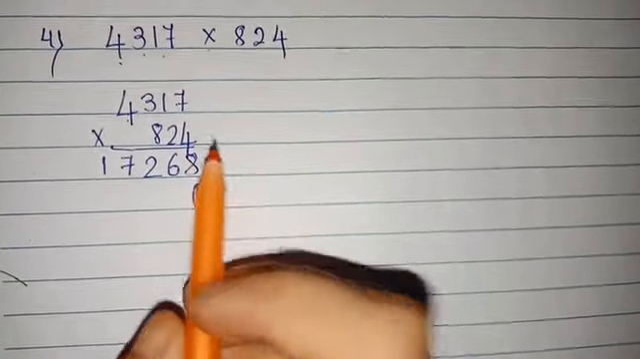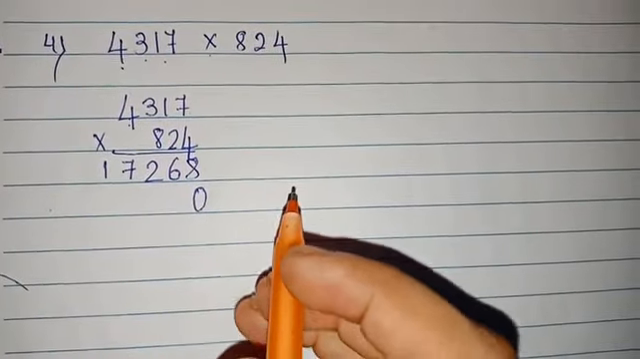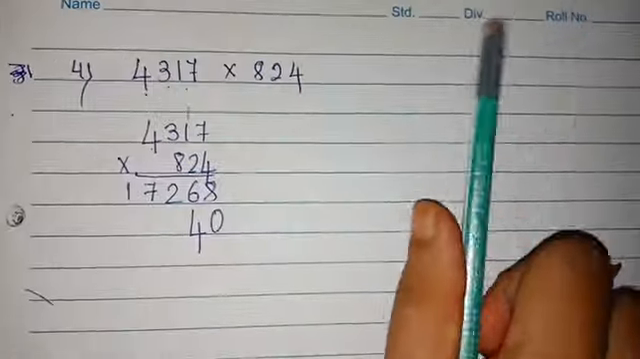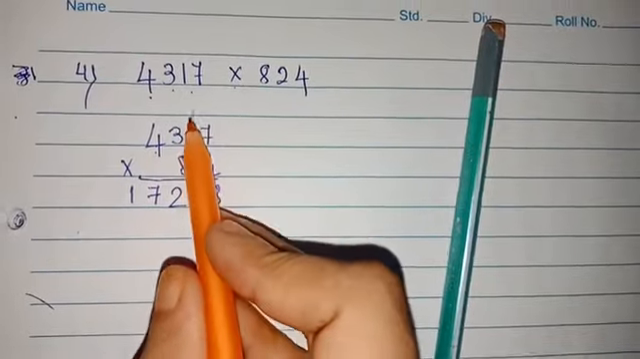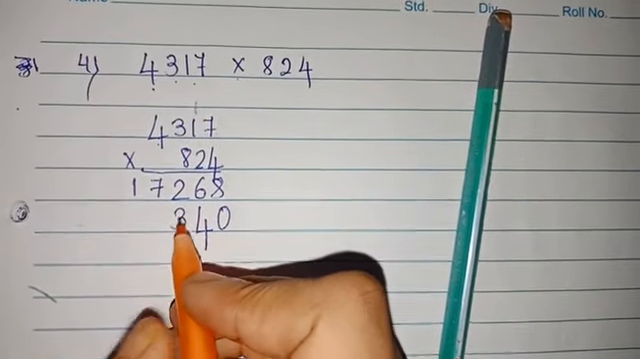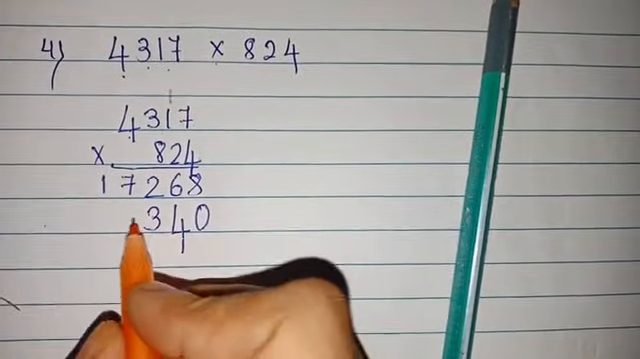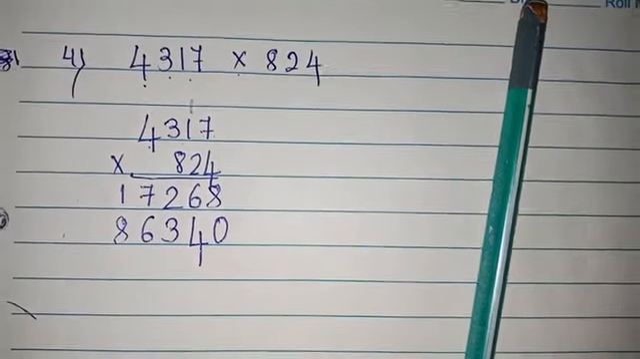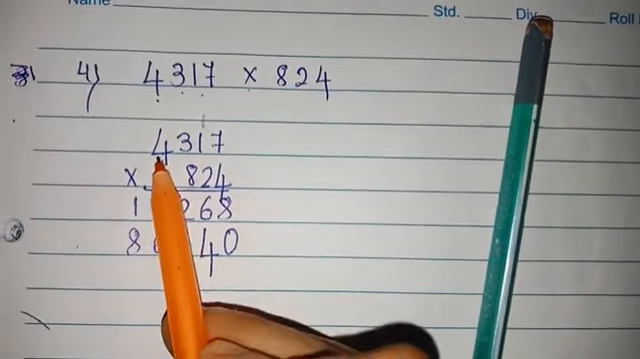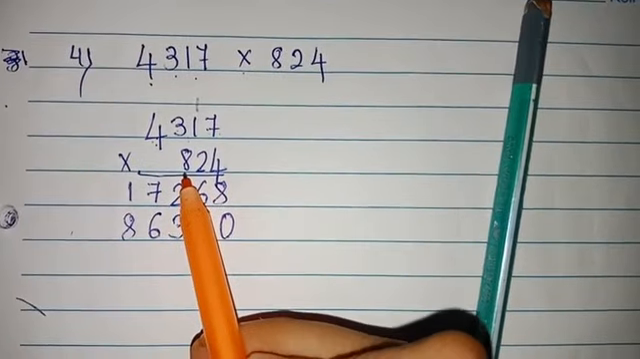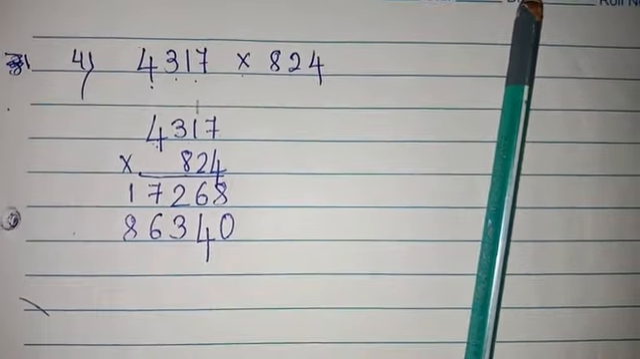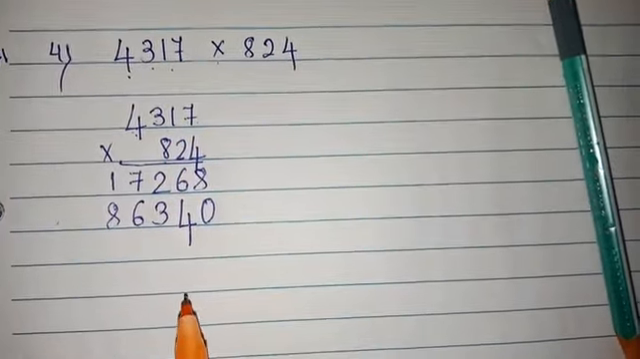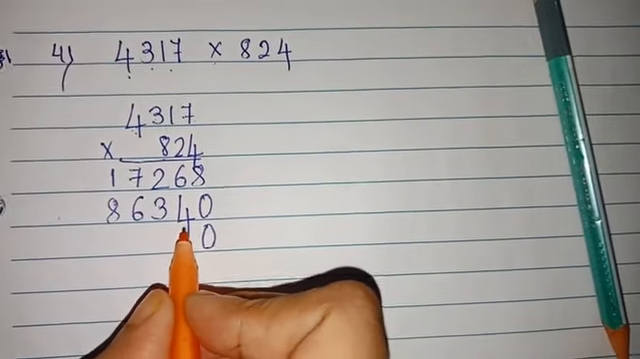Done. Now 2 sevens are 14, 4 will come here and carry forward 1. Now 2 ones are 2 plus 1, 3, 2 threes are 6, 2 fours are 8. Done. Now we will multiply 4317 by 8. Okay, 8 is in hundreds place, so I will write 0 in units place and in tens place.